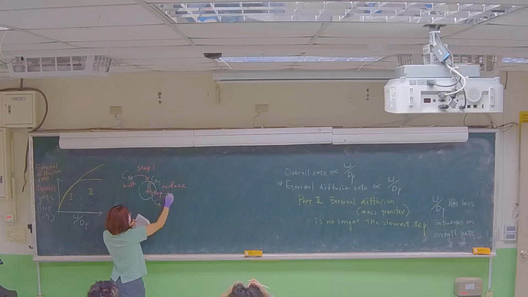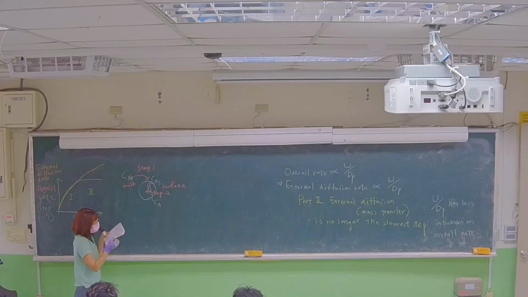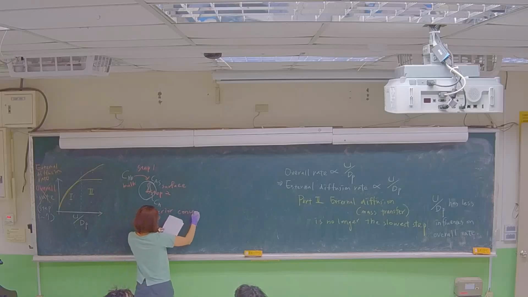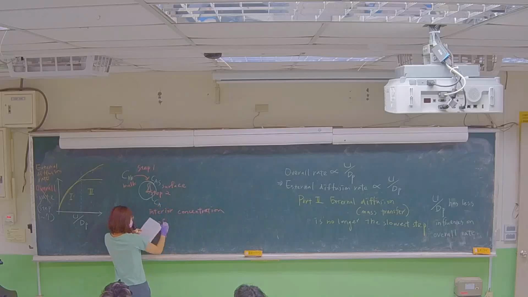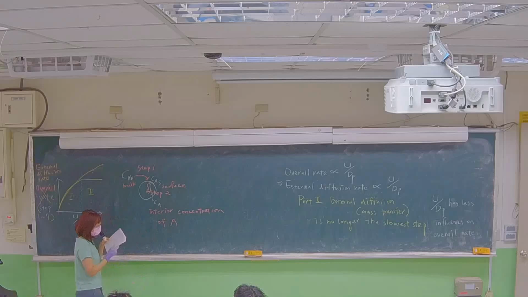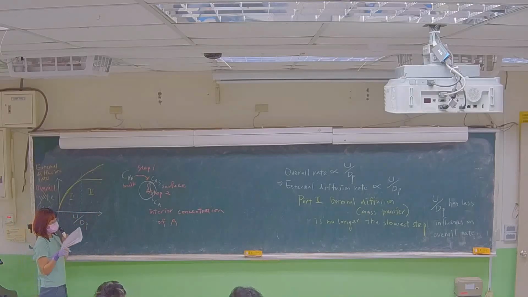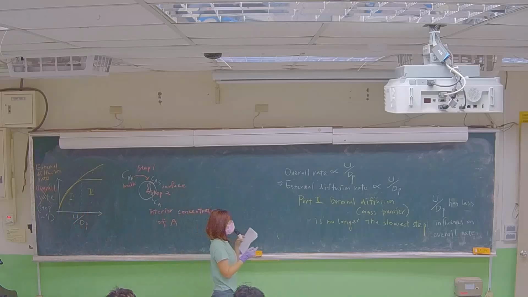Okay. So we define the surface concentration as CAS. We define the interior concentration of A as CA. So at step 2, we only talk about CAS and CA. We don't want to talk about CAB anymore because CAB is for external diffusion.